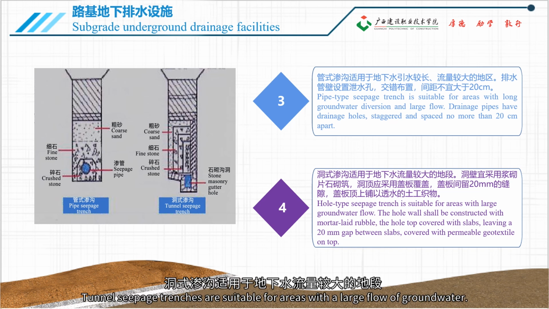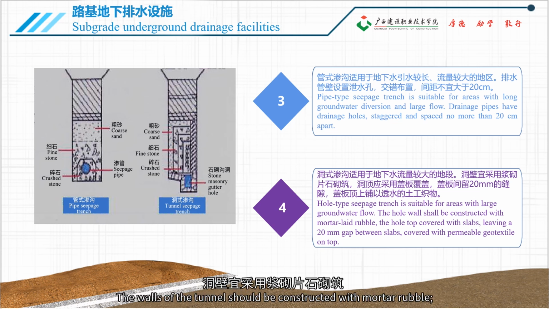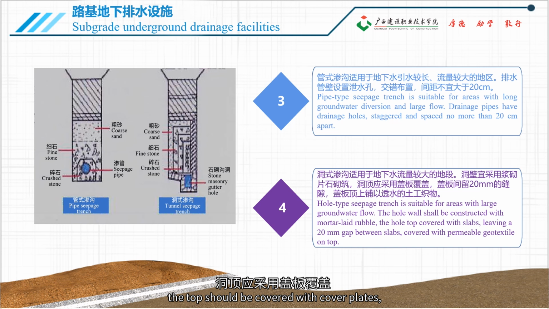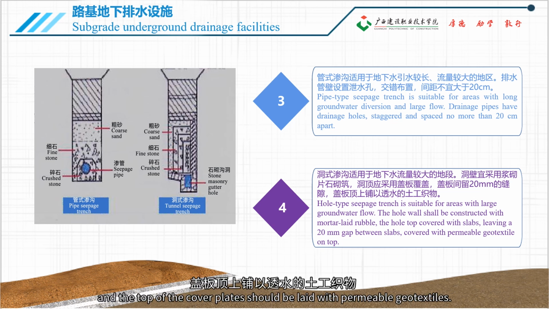Tunnel seepage trenches are suitable for areas with a large flow of groundwater. The walls of the tunnel should be constructed with mortar rubble. The top should be covered with cover plates, leaving a gap of 20 millimeters between the plates, and the top of the cover plates should be laid with permeable geotextiles.